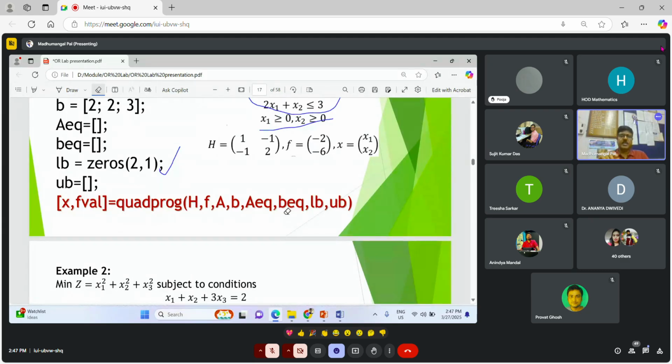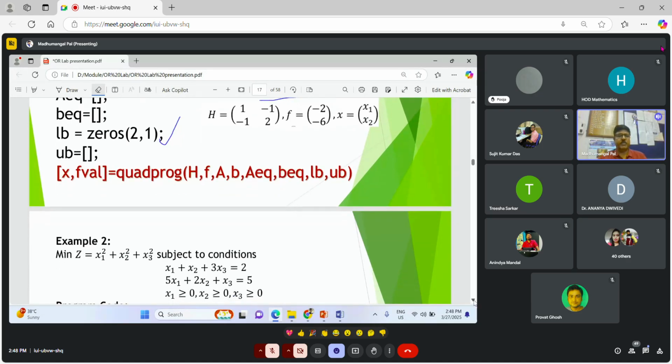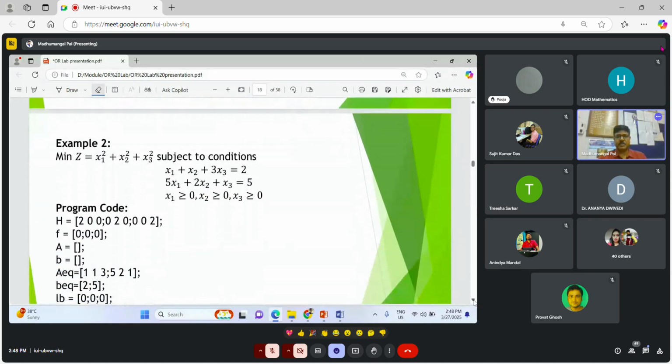Already I have mentioned this 2-3 times. LB and UB are the lower and upper bounds. Okay, and after calculating this x and fval, we can take the printout. These are the major steps to find the value of the variable vector x and the value of the objective function.